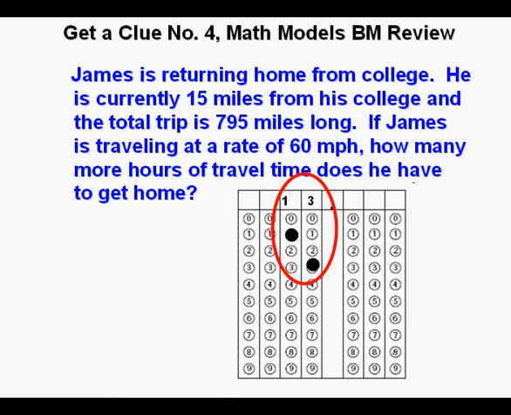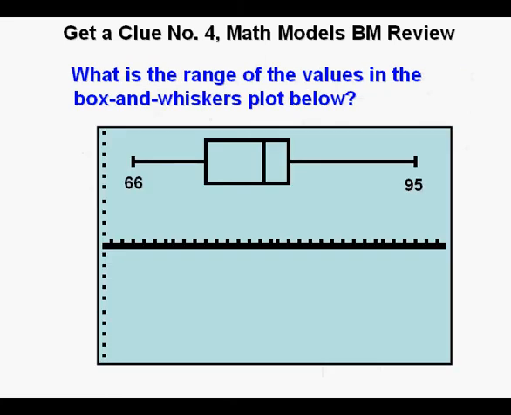If you are able to get the answer right, please mark the answer sheet correctly so you can get credit for your correct answer. There was another problem to look at today, and this was a multiple choice problem, and it's a box and whiskers plot, and it stated, what is the range of the values in the box and whiskers plot below? To find the range, you just take the highest value minus the lowest value. So for these highest and lowest values, the range would be 95 minus 66, or 29.